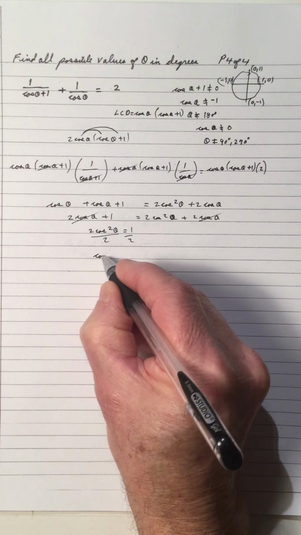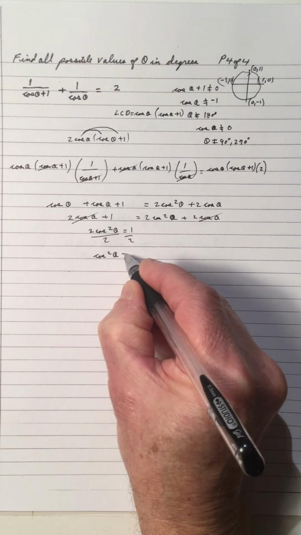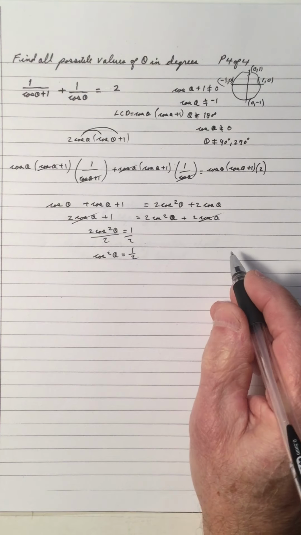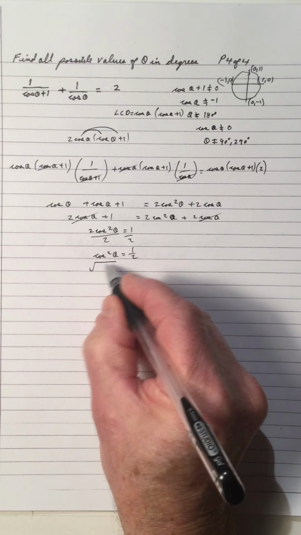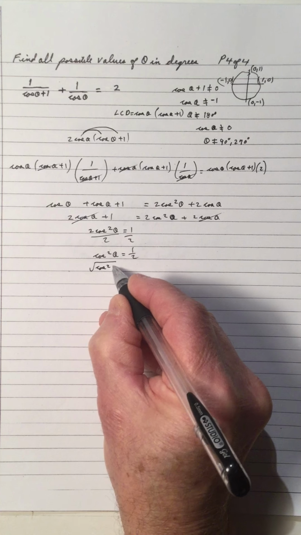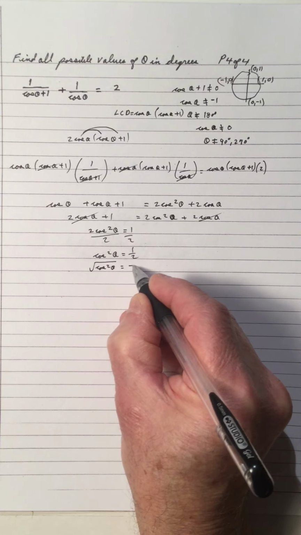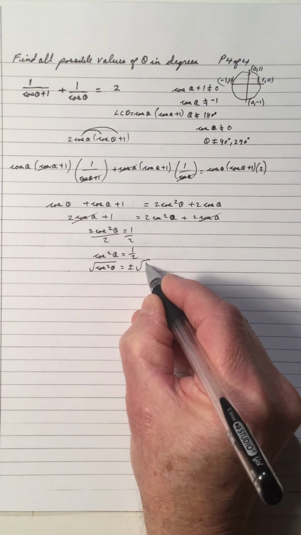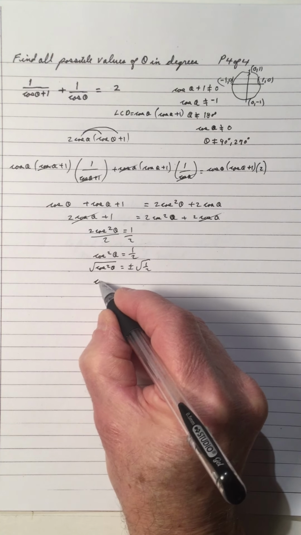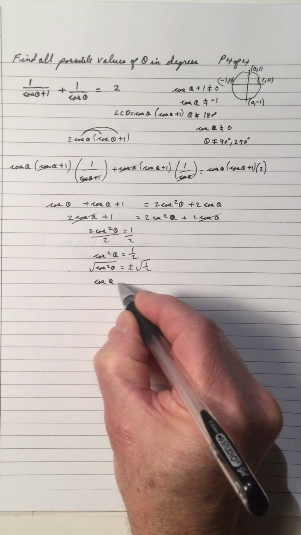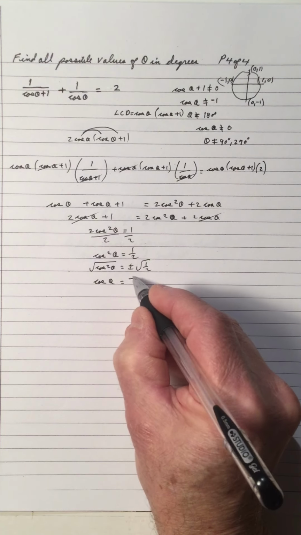Divide by 2. So that means cos squared is equal to 1/2. And we want to solve this, so we'll do the square root of each side. So the square root of cos squared theta equals plus minus the square root of 1/2. So the square root of cos squared is cos theta, and this is plus minus.